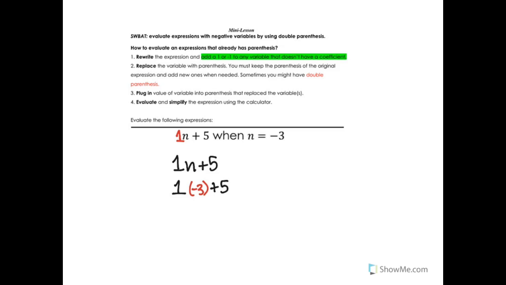And please make sure that whenever you're plugging the number into the parentheses, you are keeping its sign. So if it's a negative number, I'm putting that negative 3 inside of my parentheses.